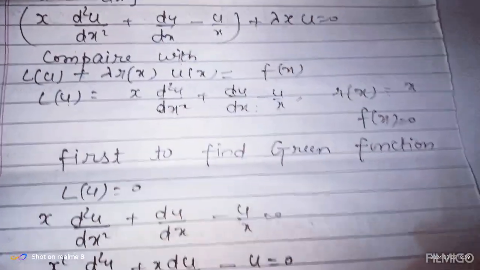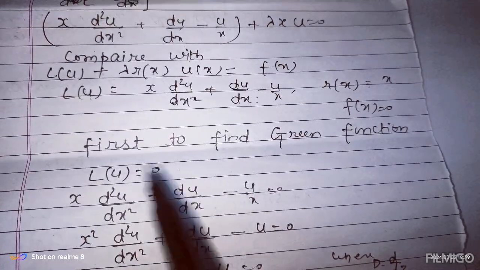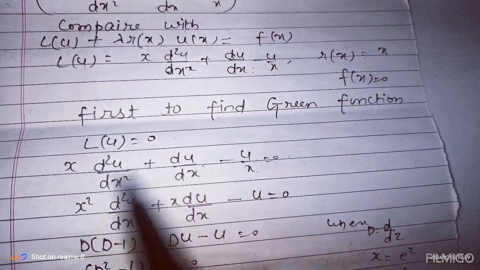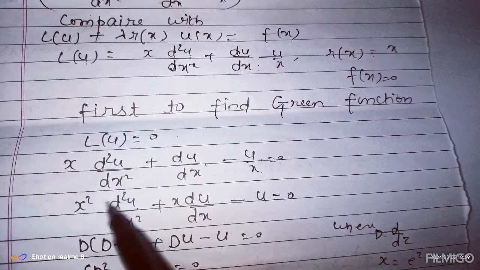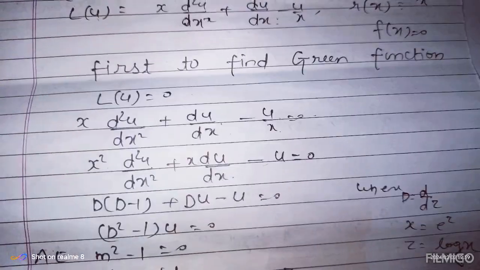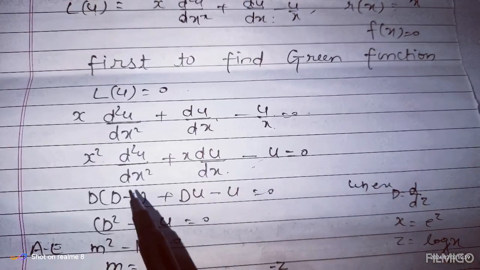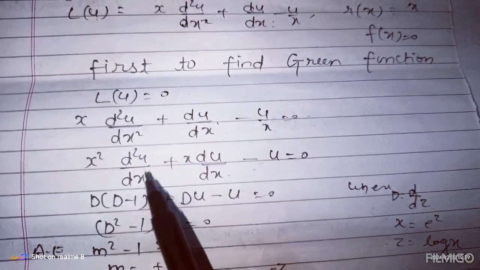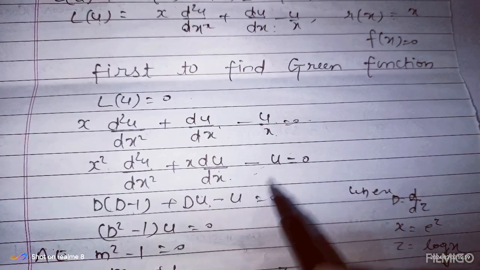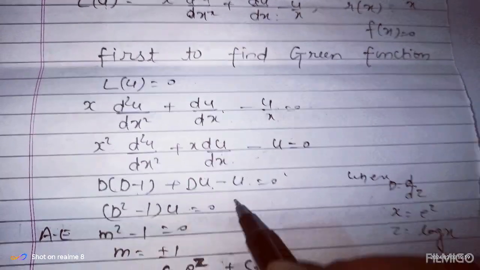First, to find the Green function, first Lu = 0. Lu: x d²u/dx² + du/dx − u/x = 0. Multiplying by x, now we get x² d²u/dx² + x du/dx − u = 0. It is a homogeneous differential equation. Then x² d²/dx² is in the form D(D − 1), plus x du/dx is D, minus u equals 0. On simplifying, (D² − 1)u = 0.